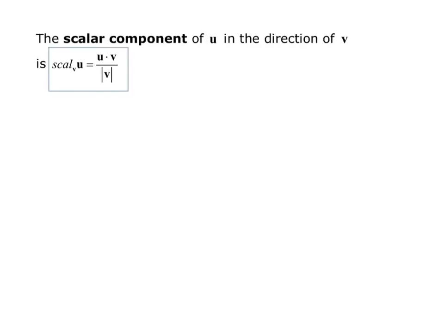Okay, so let's get into the details of it. The scalar component of u in the direction of v is scal, so scalar, subscript v, and then regular script u. So scalar component of u onto v is equal to u dot v over the magnitude of v. That's your formula to find the scalar component of u in the direction of v, or in other words, the length of that vector projection. It's the length of that shadow of u on v.